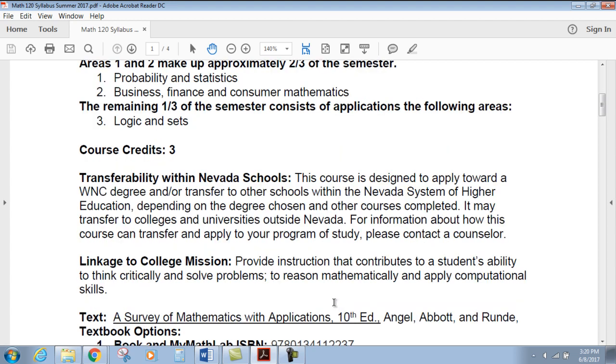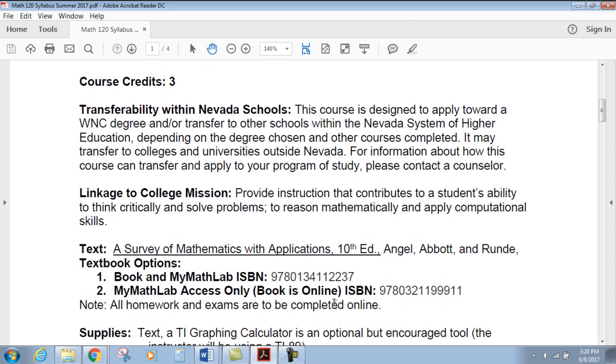Linkage to the college admission: provide instruction that contributes to a student's ability to think critically and solve problems, to reason mathematically, and apply computational skills. We'll be using the book A Survey of Mathematics with Applications, the 10th edition, by Angel, Abbott, and Runde.